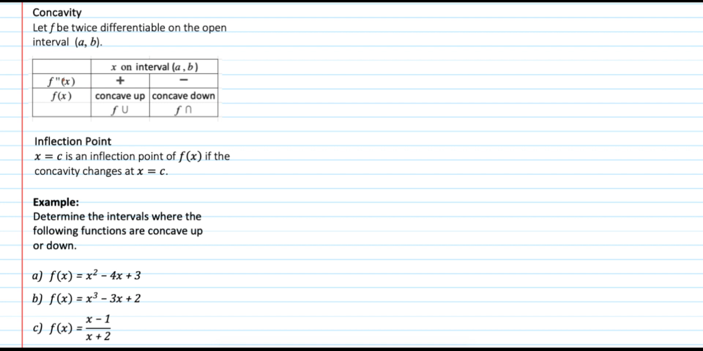If the second derivative is a positive number, then f(x) is concave up. If the second derivative is a negative number, f(x) is concave down.